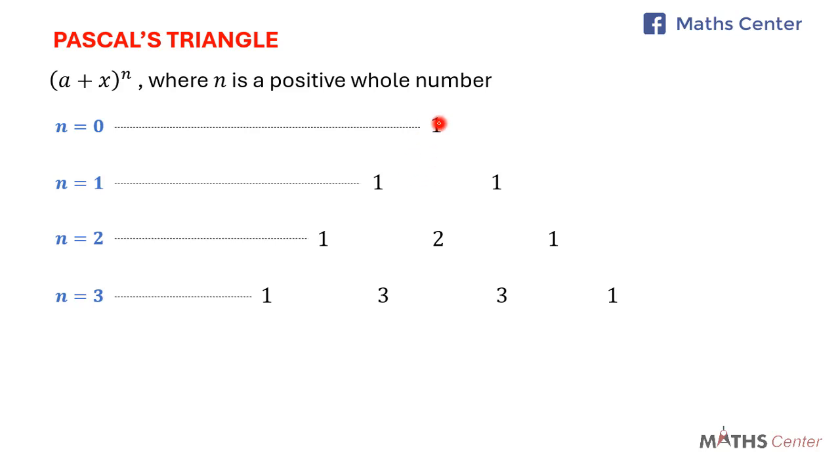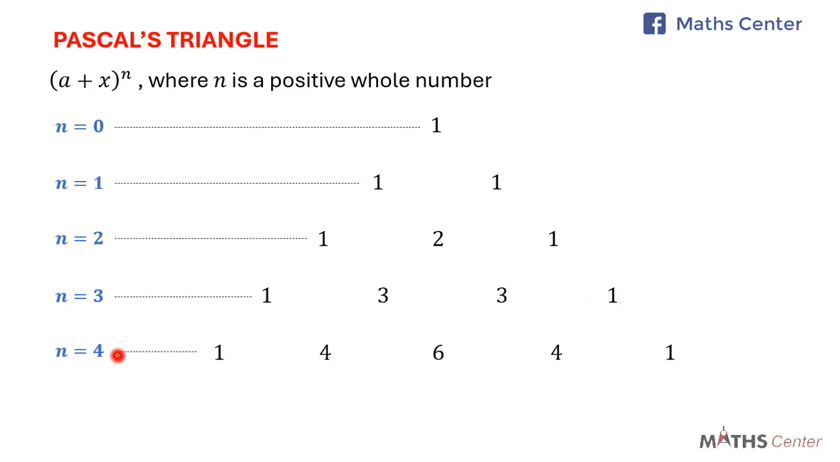So we have 1 here. Here we have 1, 1. Then here we have 1, 2, 1. Now look at this. 1. 1 plus 1 gives us 2. And then we have 1 here. When n is equal to 3, we have 1 here. 1 plus 2 gives us 3. 2 plus 1 gives us 3. And then we have 1 here.